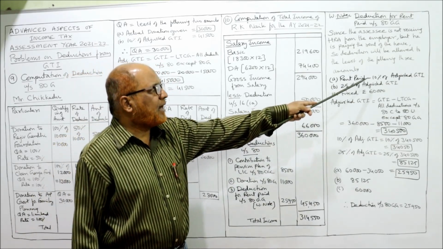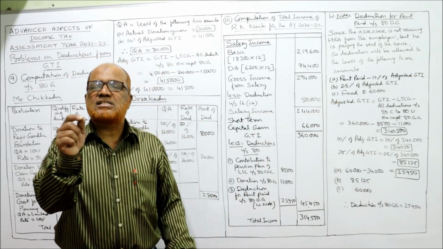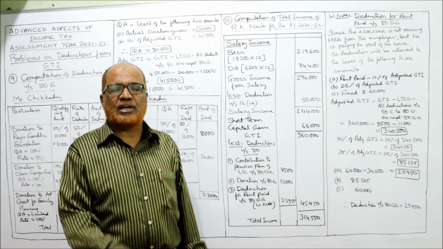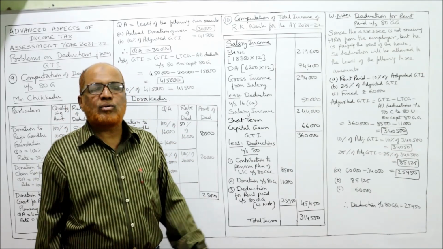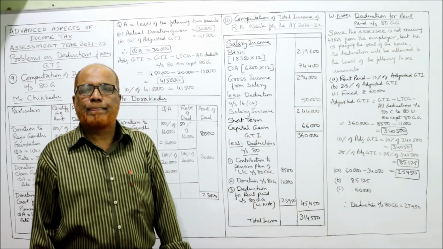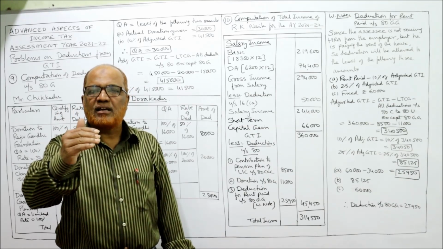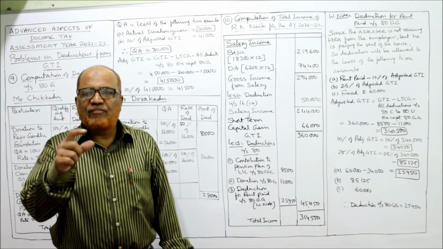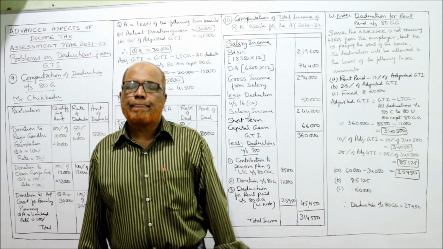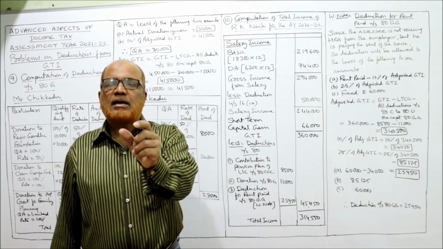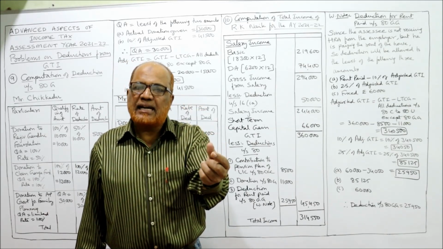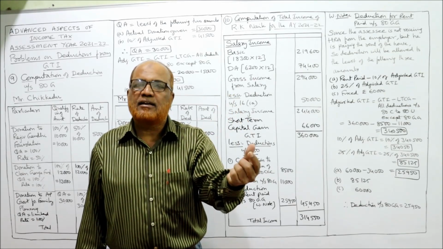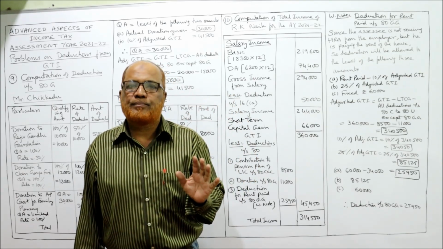First one, rent paid minus 10% of adjusted GTI. Secondly, 25% of adjusted GTI. Third, the fixed amount of 60,000 given by the Act. So whichever is least of these three will be allowed as deduction under section 80GG. Before that we need adjusted GTI. Already we know adjusted GTI means GTI minus LTCG minus all deductions under section 80 except 80GG.